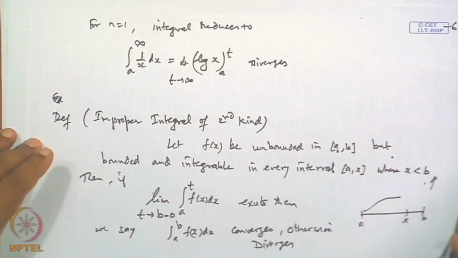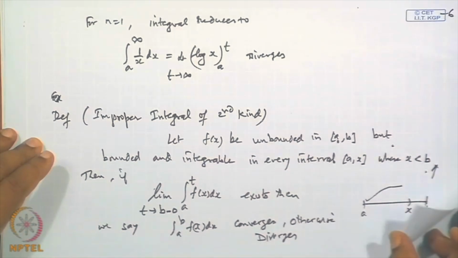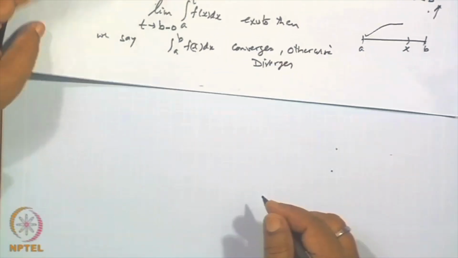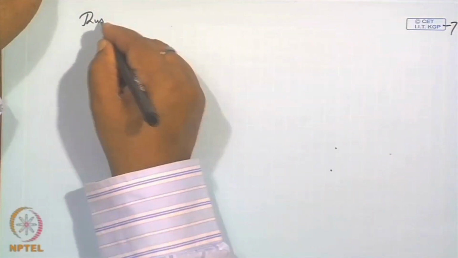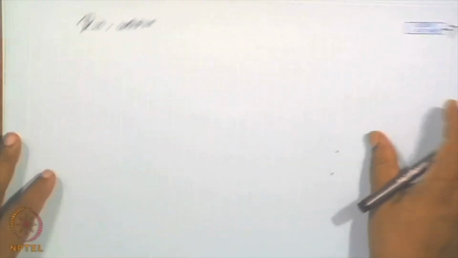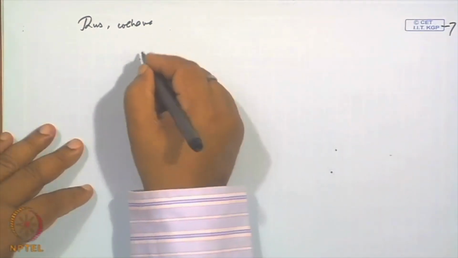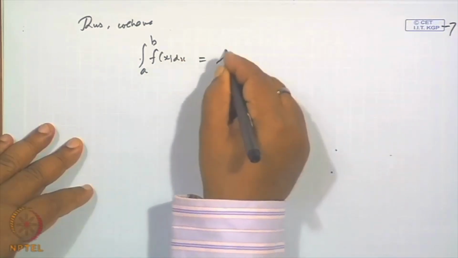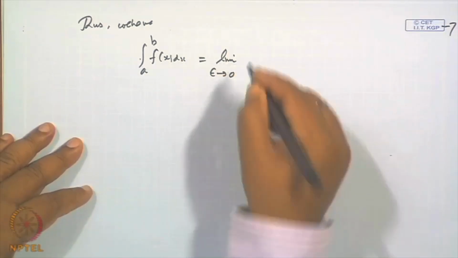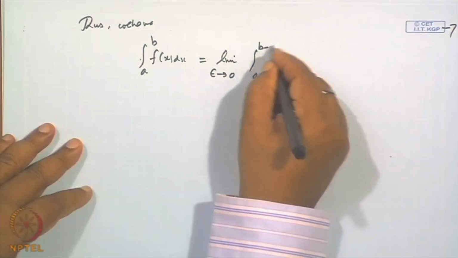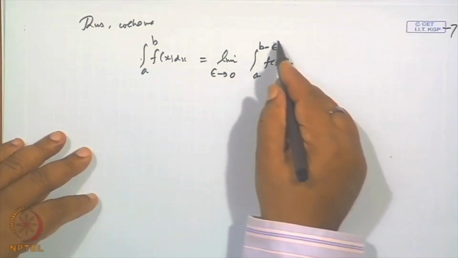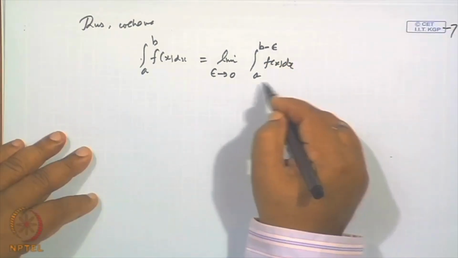Okay. So here b is the only point of infinite discontinuity of f(x). So what we do in that case is we write the integral from a to b of f(x) dx as the limit as epsilon tends to 0 of the integral from a to b minus epsilon of f(x) dx. Now up to b minus epsilon, this function f(x) is bounded and integrable.